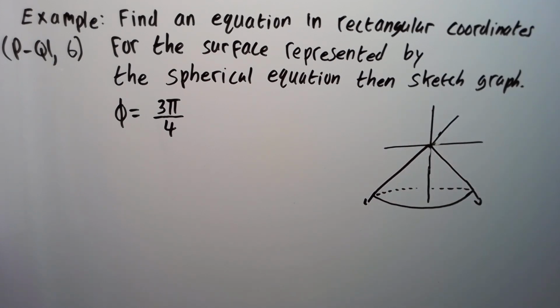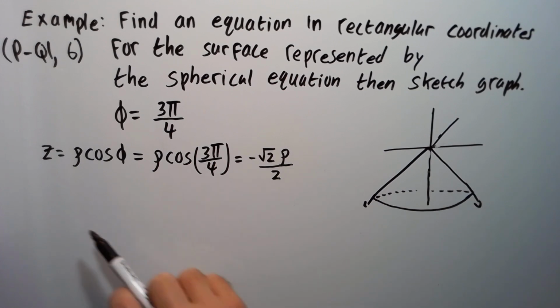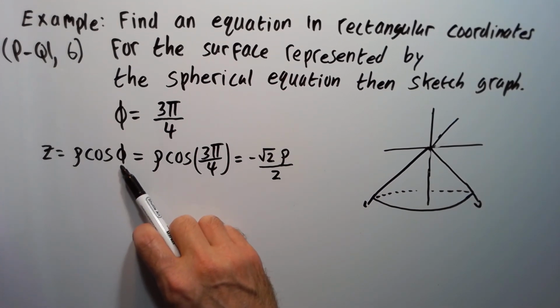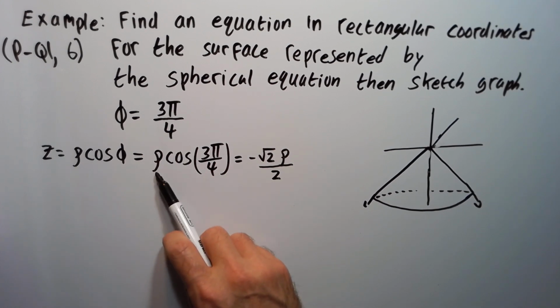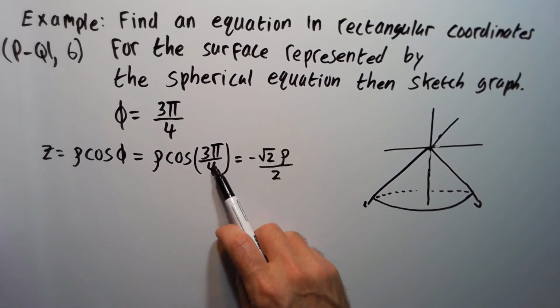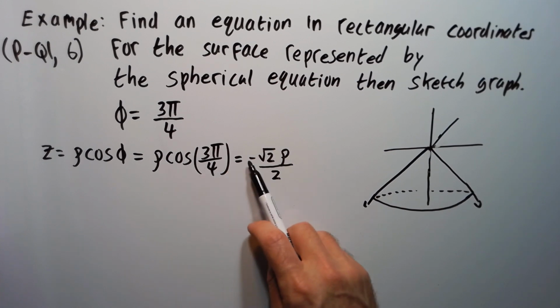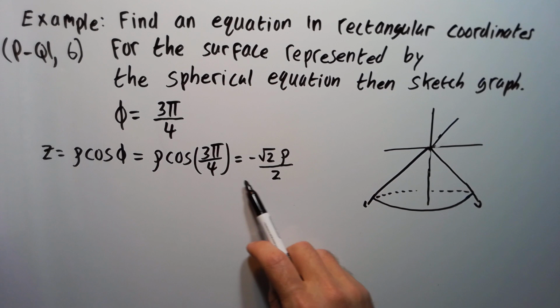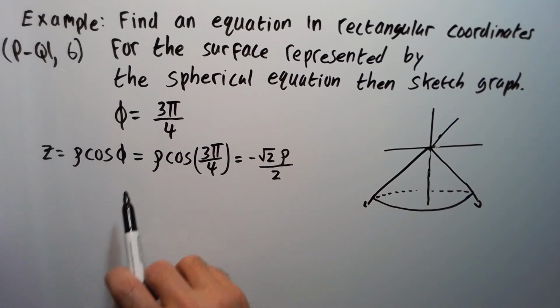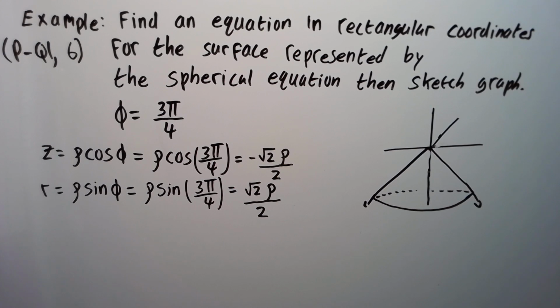Okay, now let's change it to rectangular coordinates, so let's make some observations. First observation is z equals rho cosine phi, but phi here is 3 pi over 4, so z would be rho cosine 3 pi over 4. Cosine 3 pi over 4 would be negative square root of 2 over 2, so it would be negative square root of 2 rho over 2. That's my z. Let's find my r next. So my r is rho sine phi. Again, phi is 3 pi over 4, so it'll be rho sine 3 pi over 4. Sine of 3 pi over 4 is square root of 2 over 2, so it's going to be square root of 2 rho over 2.